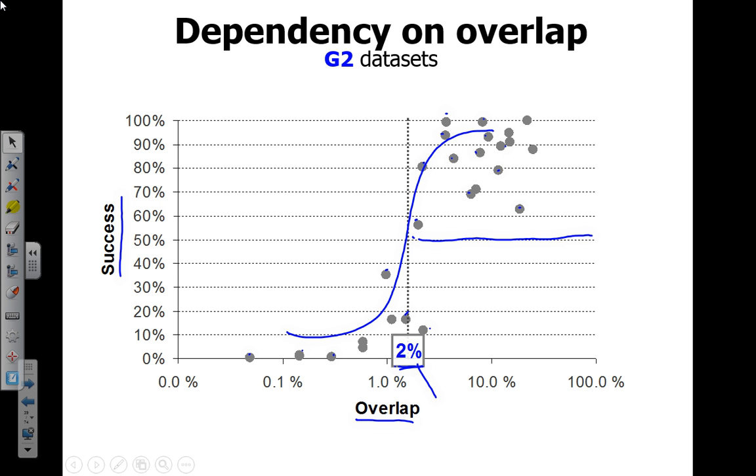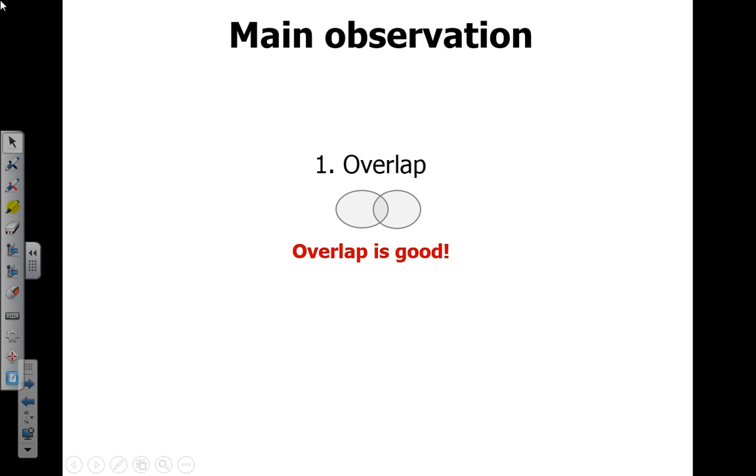So this overlap measure, the misclassification rate, 2% is a good indication whether K-means is able to work or not. So the first answer, to the first question, overlap: how does it affect K-means? The conclusion is overlap is good. The more overlap, the better K-means works.